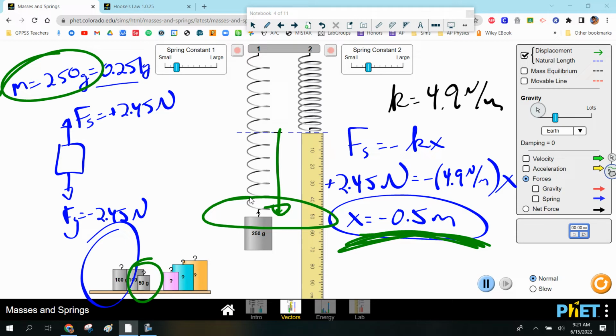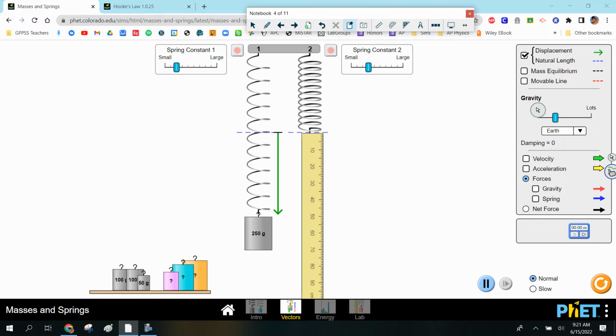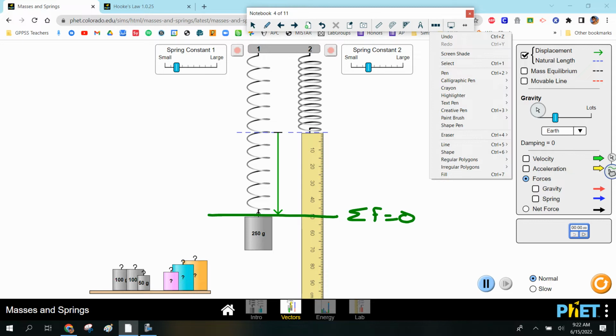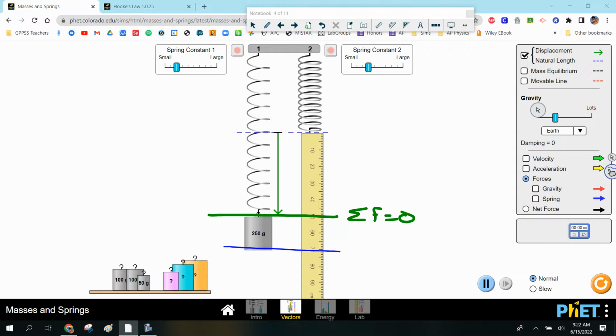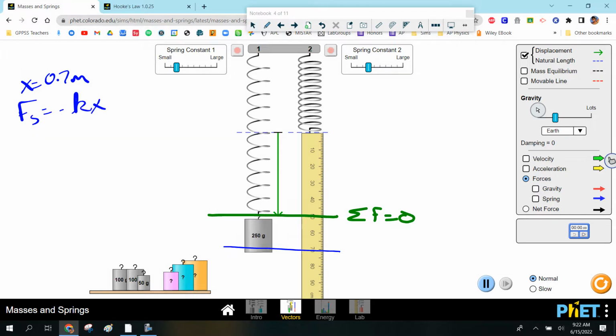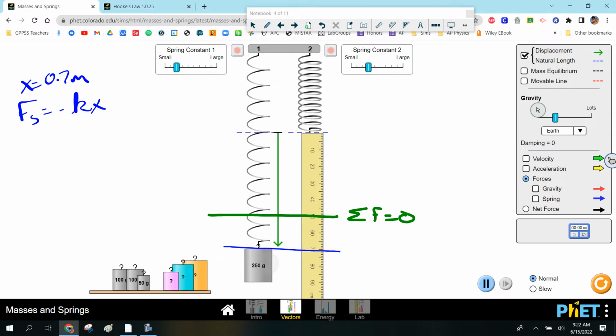All right, so hypothetically, suppose I pulled the spring down a little bit extra. Right here, our net force is 0, right? But suppose I take the mass and I pull it down to 70 centimeters. At that point our x is 0.7 meters, which means the force of the spring is negative k times x. So basically I'm going to pull this down to here and then let it go.